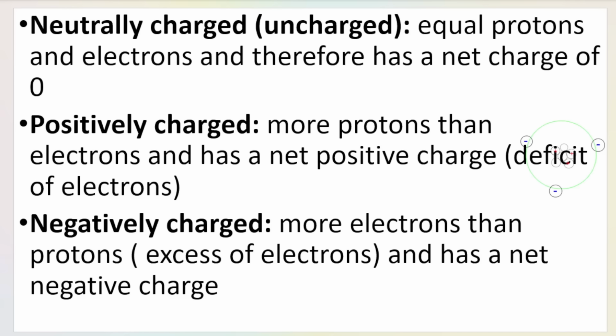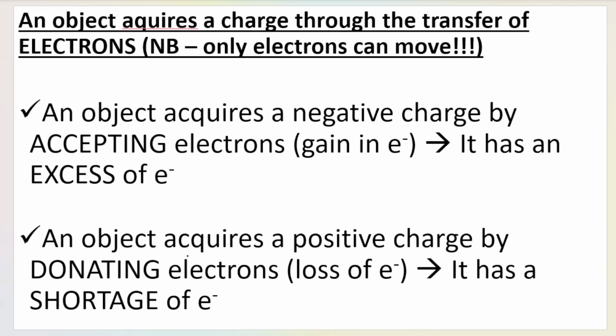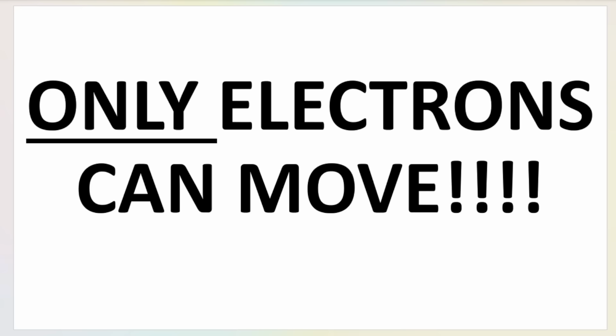And there's a summary of that. It is super, super, super important to note that only electrons can move. Only electrons. So an object can gain electrons, an object can lose electrons. Protons cannot move. An object acquires a negative charge, so it becomes negatively charged by gaining electrons. Remember, if you get negative stuff, you become negative. An object acquires a positive charge by donating or losing electrons. If you lose all the negative stuff, you will become positive. And again, only electrons can move.